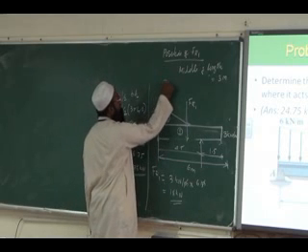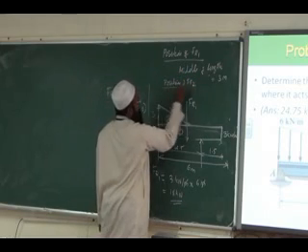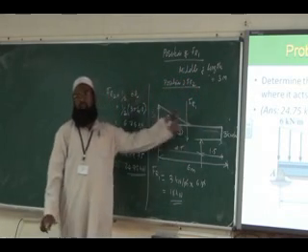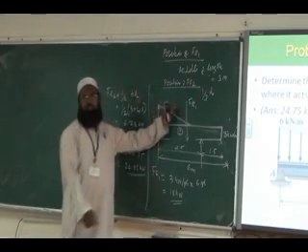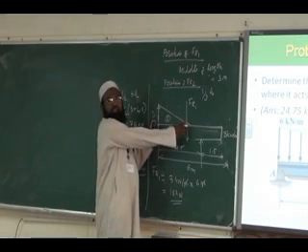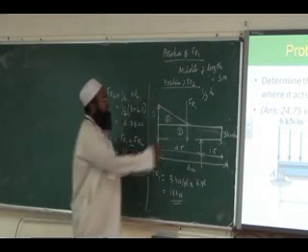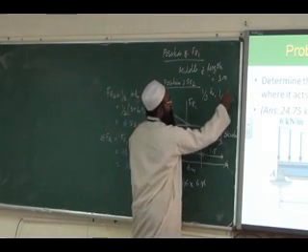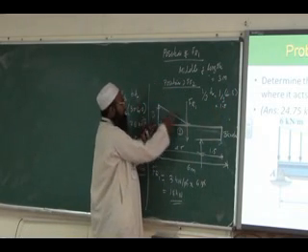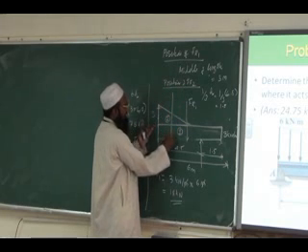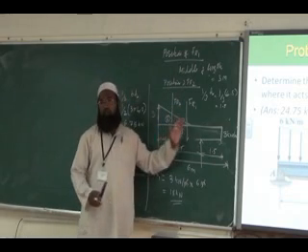Now FR2. It will be at the centroid of the triangle. Centroid of the triangle is 1/3 of height. I have considered this as the height and this as the breadth. So 1/3 of height will be 1/3 of 4.5, that is 1.5. So from here at 1.5 meters we will have FR2. So we got the position for FR1 and FR2.